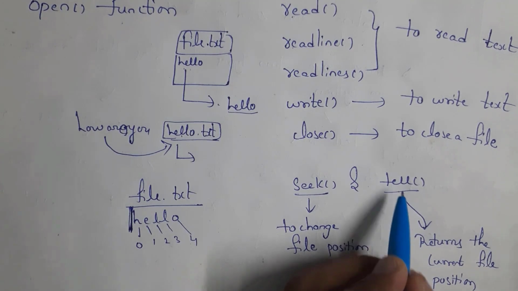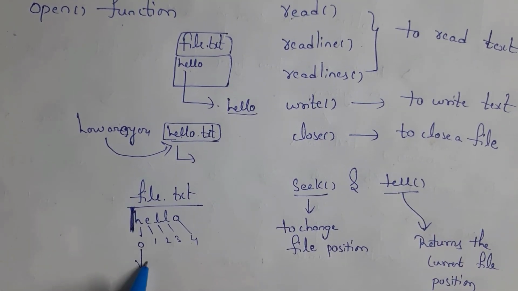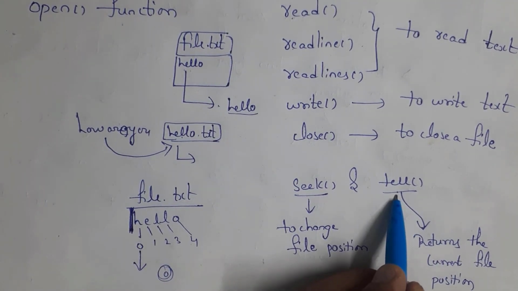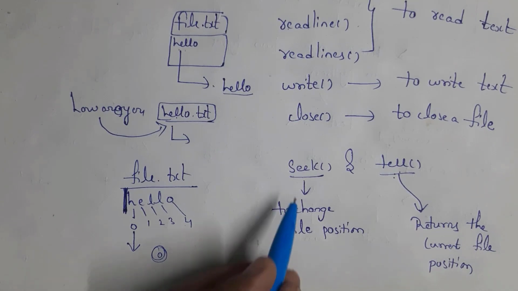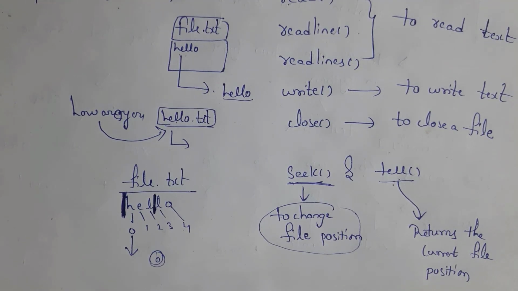By using the tell method, we can find the cursor position. My cursor is at the starting, that is at index number 0, so you will get output 0. And next one is the seek method. By using the seek method, we can change the cursor position. These are various file built-in methods.